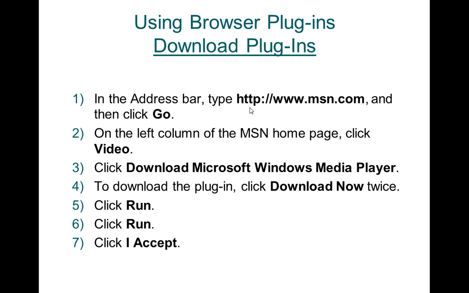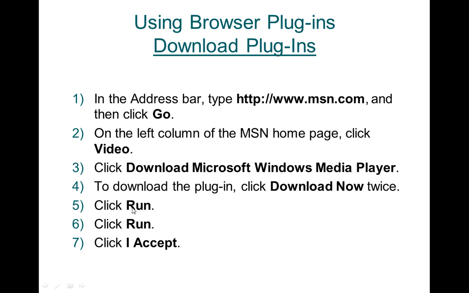Second point says on the left column of the MSN home page, click on the video. Then the third point says click download Microsoft Windows Media Player. Means first of all go to the left column of the MSN home page and click on the video. Then click on download Microsoft Windows Media Player. To download the plugin, click on download now twice. Means you have to click on download now two times.